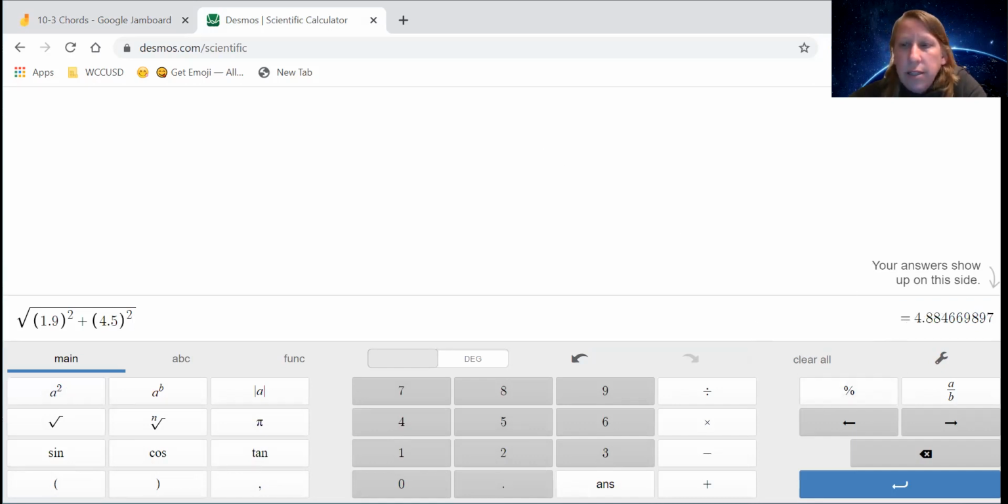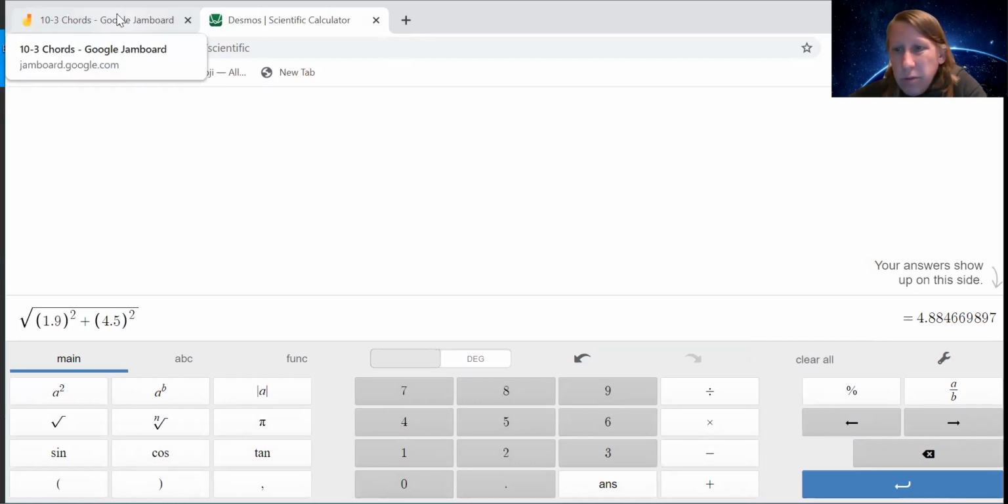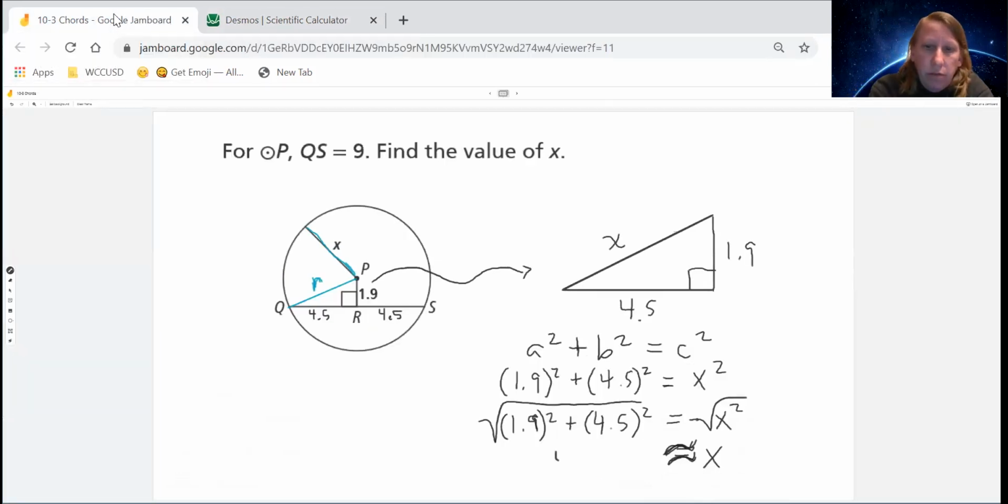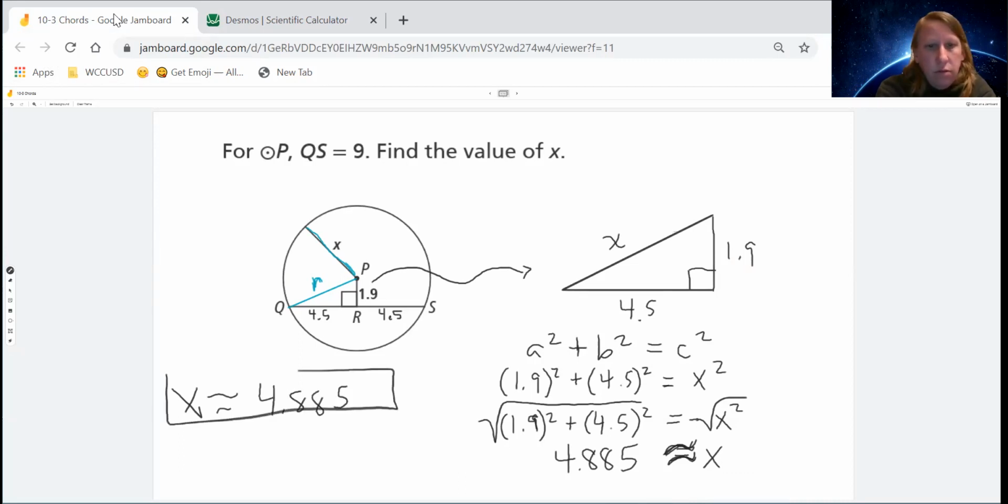That's my answer, 4.88-ish. Okay, and this is a rounded answer. And if it doesn't tell you how much to round to, I don't know, go 2-3 decimals. I think SAT is 3 decimals. So let's round to 3 decimals, 4.885. That's it. X is about 4.885. Woo! And if it was a special right triangle, they'd probably want an exact answer.